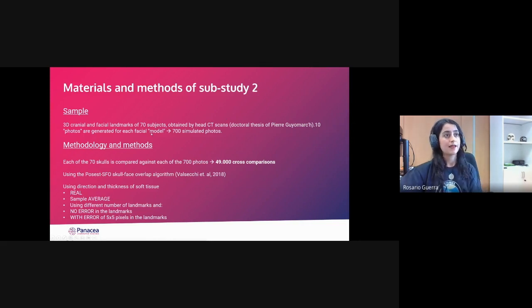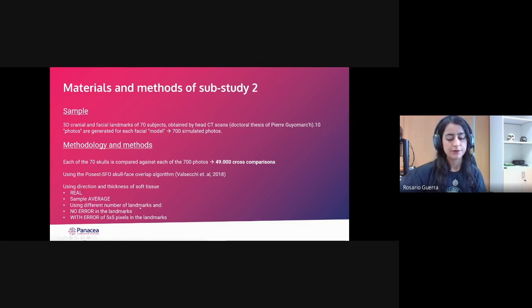And then we have sub-study 2, which is very similar, only in a smaller sample as well. Here, we are obtaining cranial and facial landmarks from 70 subjects coming from the CT scans, again, of the thesis of Dr. Guillaumarc, and generating, again, 10 photographs for each facial model. We have a total of 700 photographs, sorry. And we compare those with 3D skulls and get almost 50,000 comparisons.